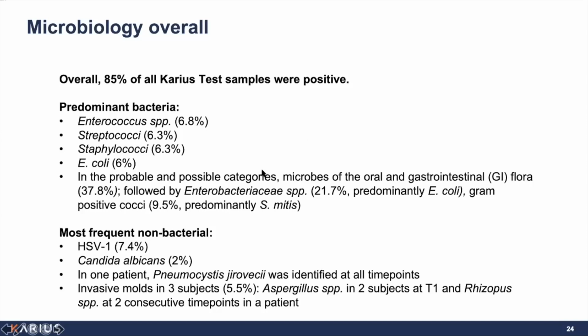The most frequent non-bacterial organisms were HSV1, Candida, and then notably there was 1 patient in whom Pneumocystis jirovecii was detected at all time points, and actually about 5 days prior to the diagnosis by standard microbiological testing. We detected invasive molds in 3 subjects, Aspergillus in 2 different patients at T1, and then Rhizopus species in 2 consecutive time points in a patient that we'll talk about a little bit later.